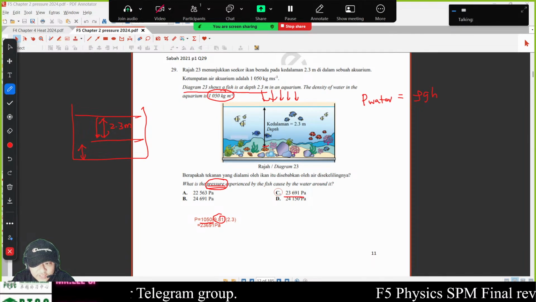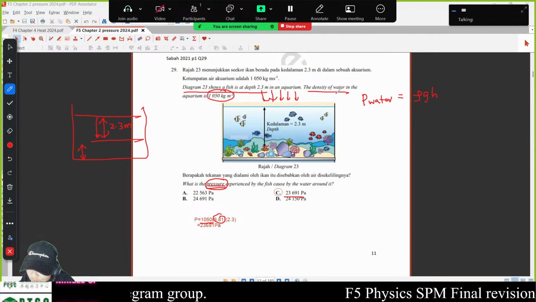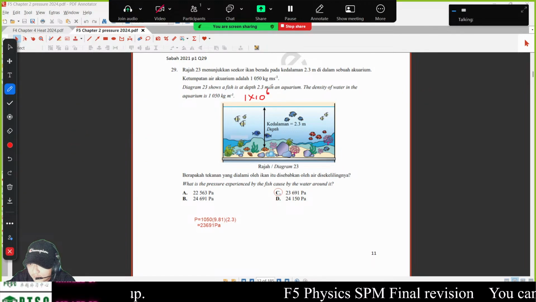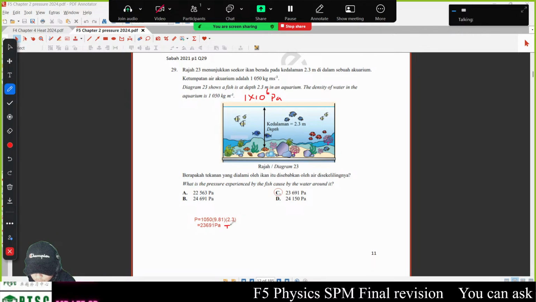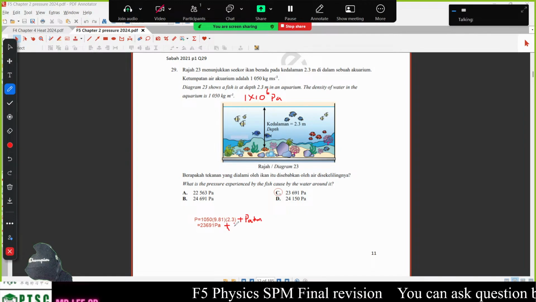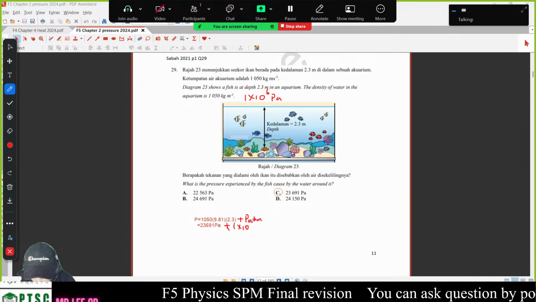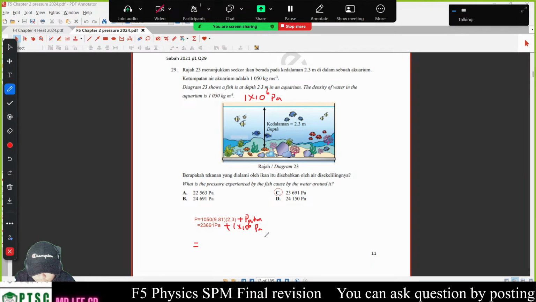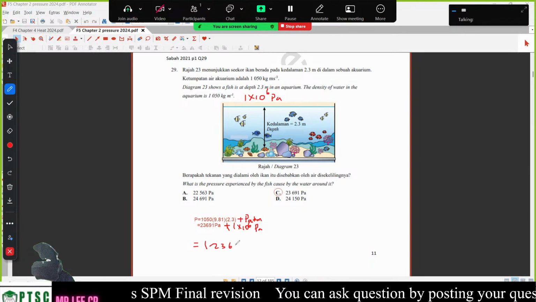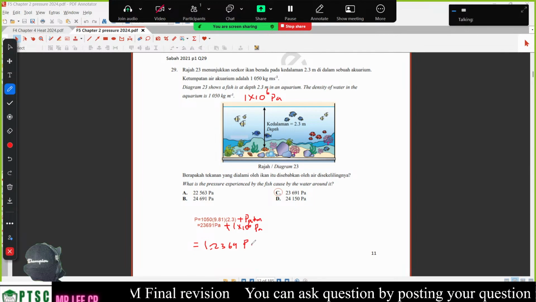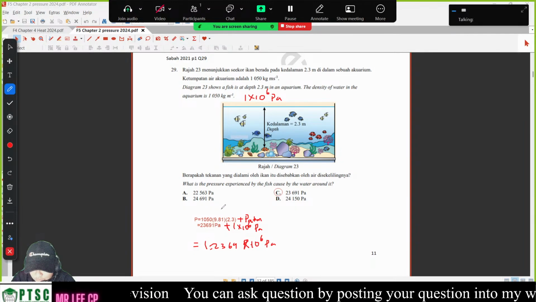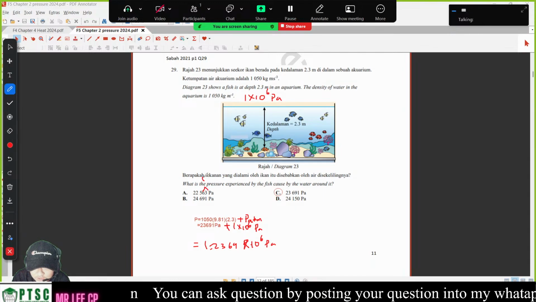If they give you what they gave you in this question, atmospheric pressure is 1 times 10^6 Pascal, then you need to add P atm here, plus 1 times 10^6 Pascal. So here it will be 1.2369 times 10^6 Pascal. So we don't have it. That's why this question should be water pressure.